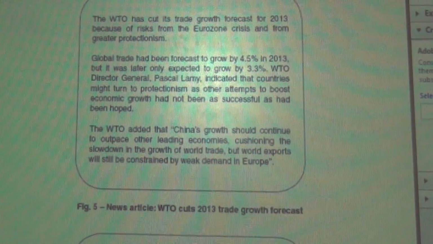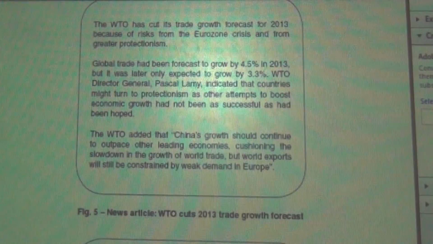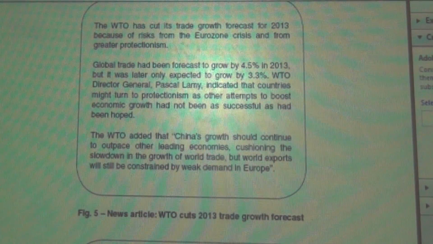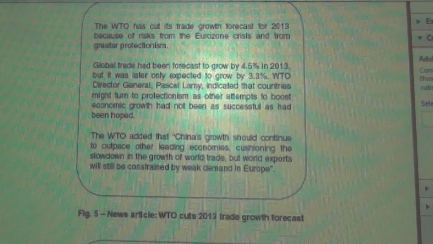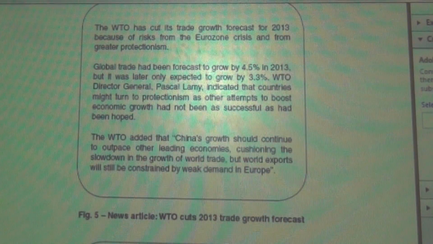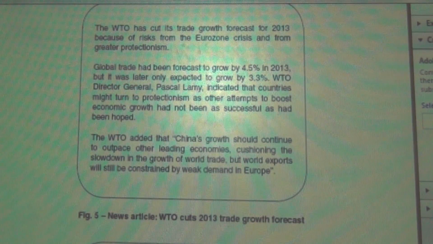So you're presented here with two extracts, not sure where they're from, just newspapers or something, and once again these focus on globalization and trade. So there are a few things that you need to be aware of. Let's just read through it. The WTO, let's stop there. So the WTO, the World Trade Organization.